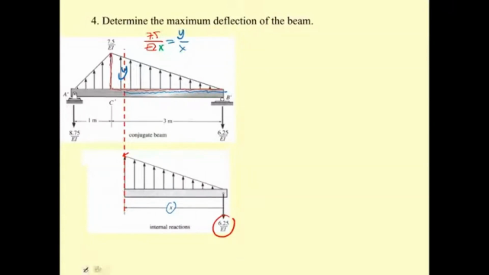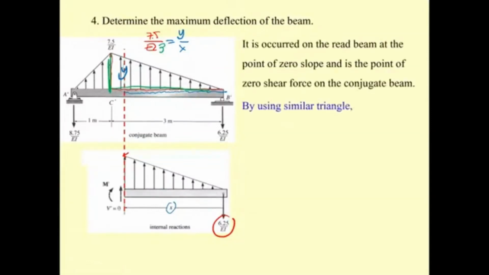Oh, sorry, this is wrong. 7.5 divided by 3. Oops, it's not correct. That is wrong. Okay, this is going to be divided by 3. 7.5 divided by 3 is equal to y divided by x. So you may rearrange this, and then you get 2.5x divided by EI. So what we have now is this.